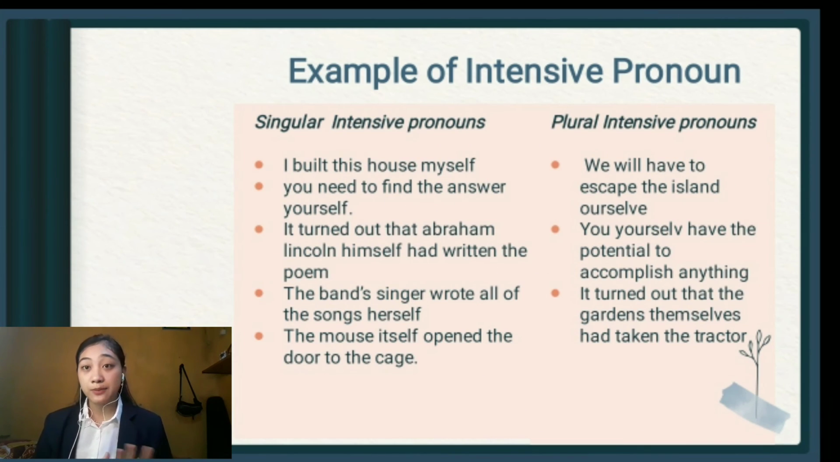Singular intensive pronouns: I built this house myself. You need to find the answer yourself. And examples of plural intensive pronouns: We will have to escape the island ourselves. It turned out that the guards themselves had taken the tractor.